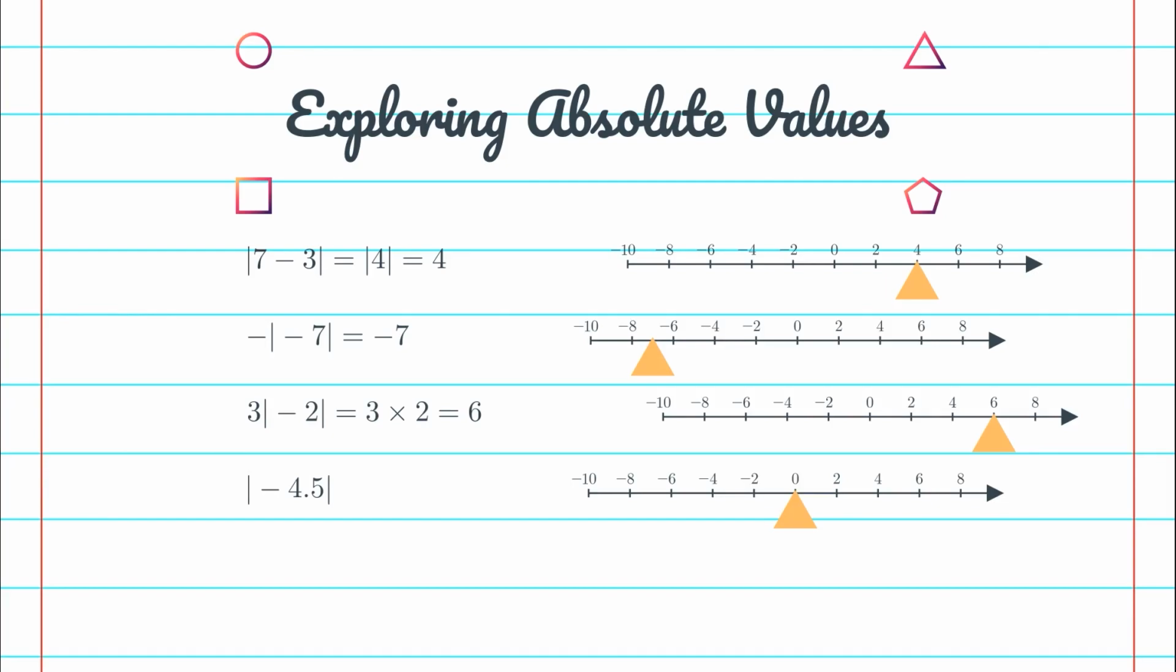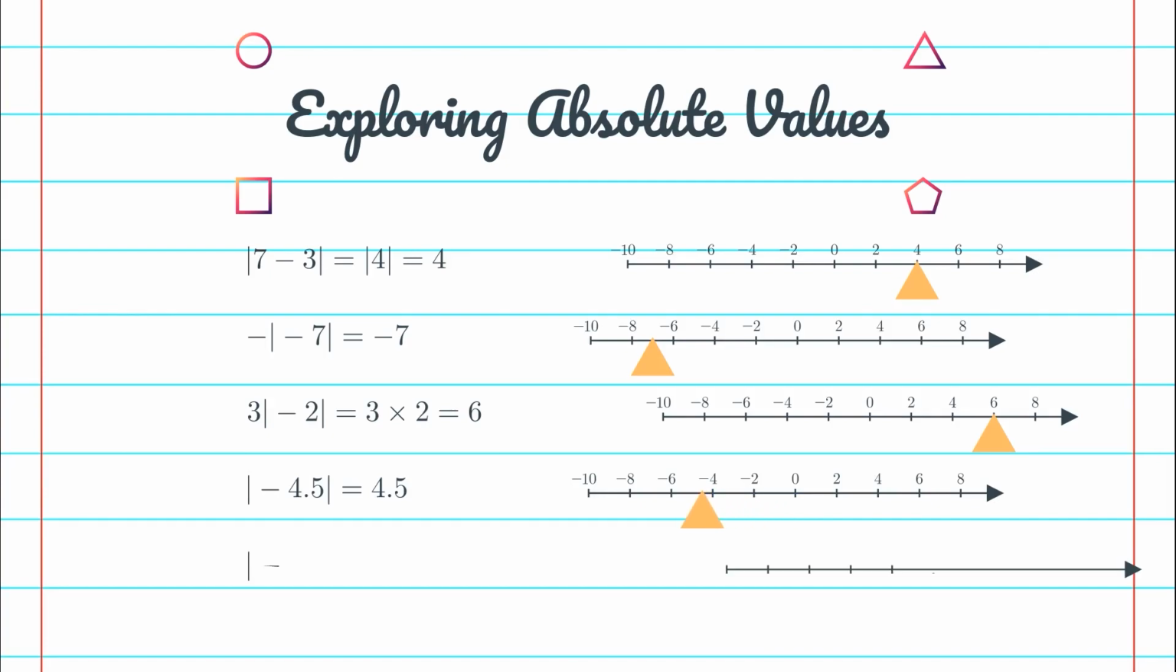So now let's check our knowledge by solving some examples. What is the value of |-4.5|? Pause and try to solve it first. The answer is 4.5 because the distance of -4.5 from 0 is 4.5 units.